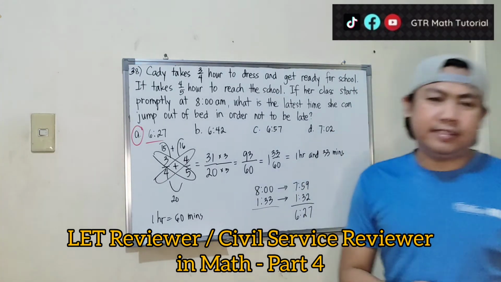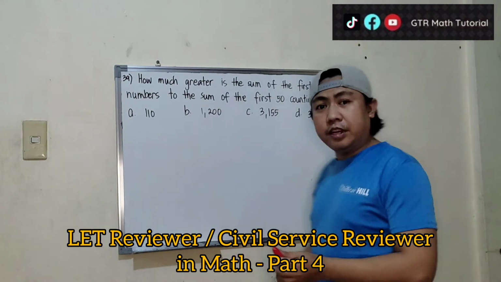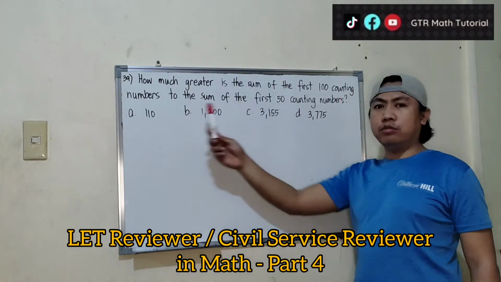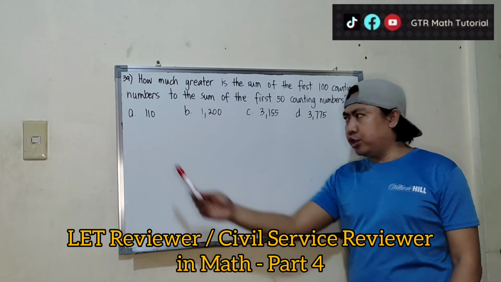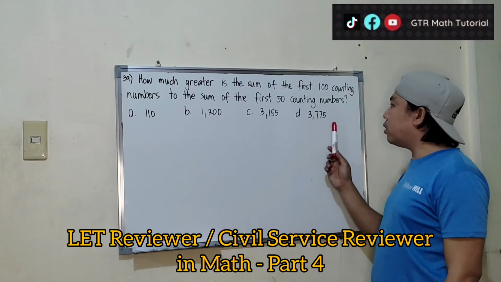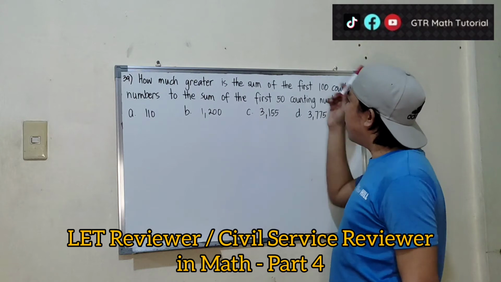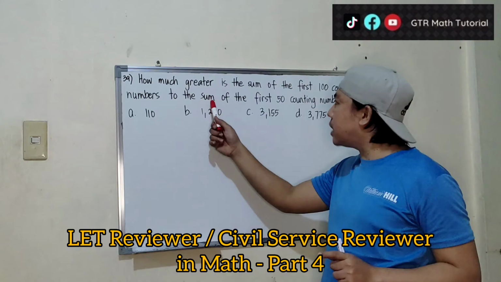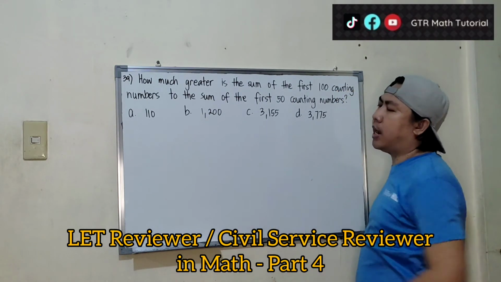Okay? Number 39. How much greater is the sum of the first 100 counting numbers to the sum of the first 50 counting numbers? So choices, 110, 1,200, 3,155, and 3,775. So all we have to do is find the sum of the first 100 and then subtract the sum of the first 50 counting numbers. So add the sum 1 to 50 and then 1 to 100.